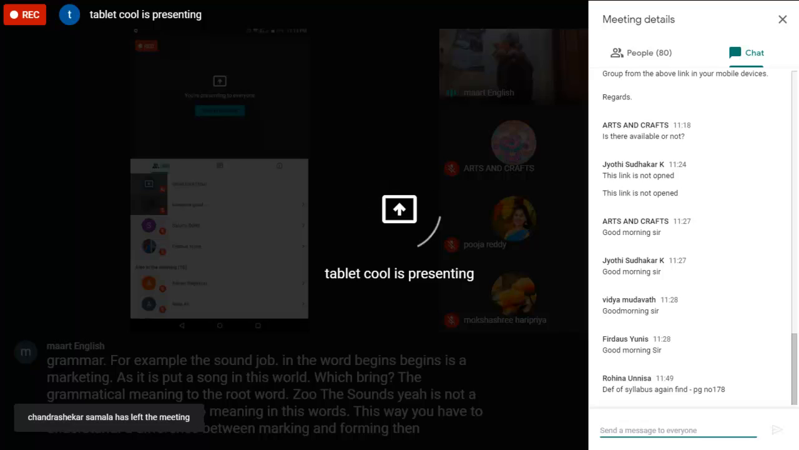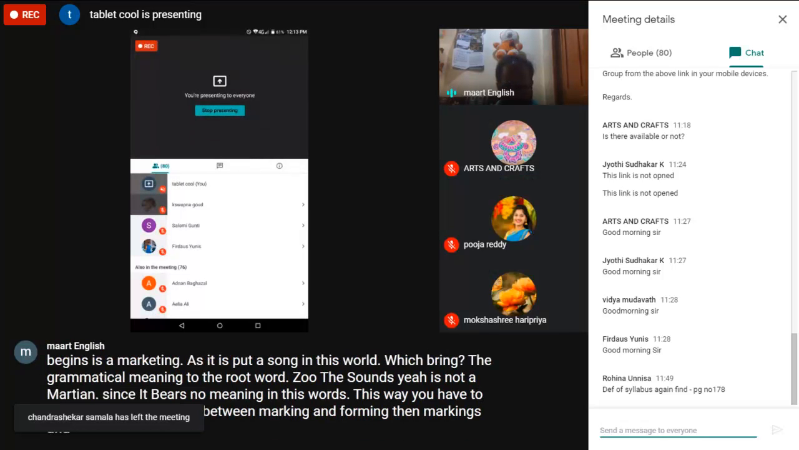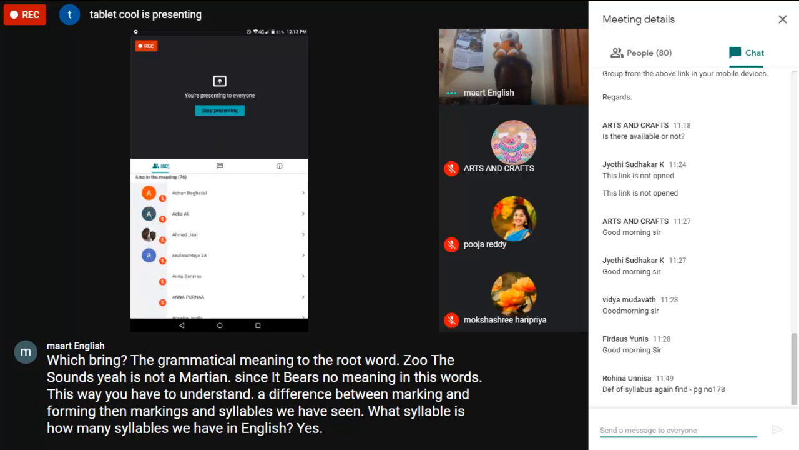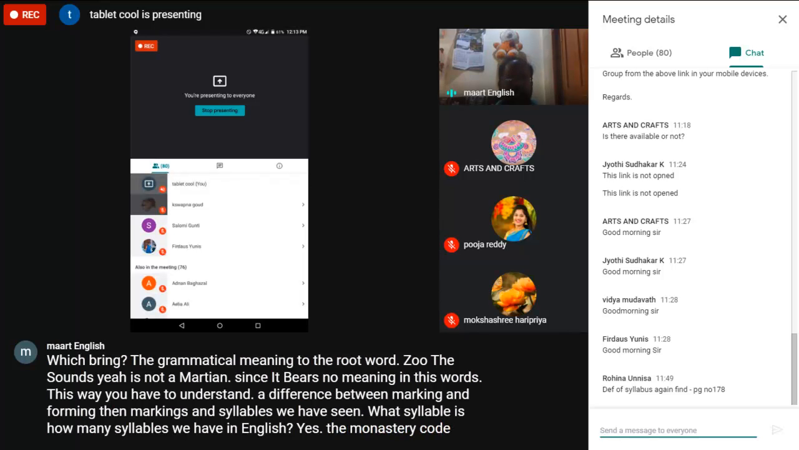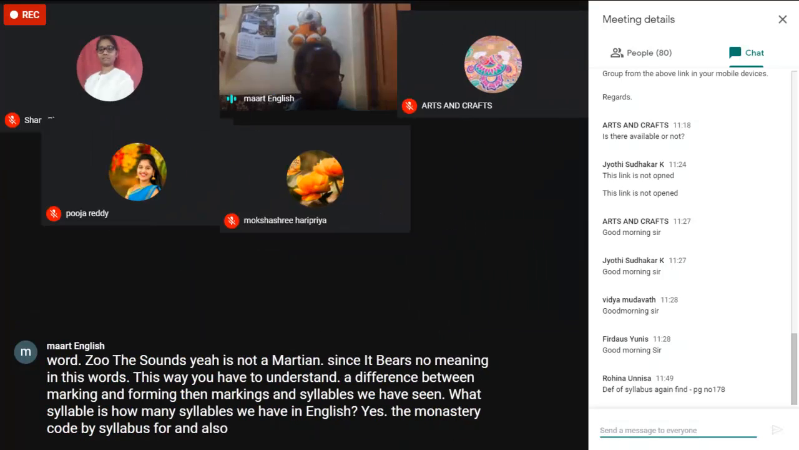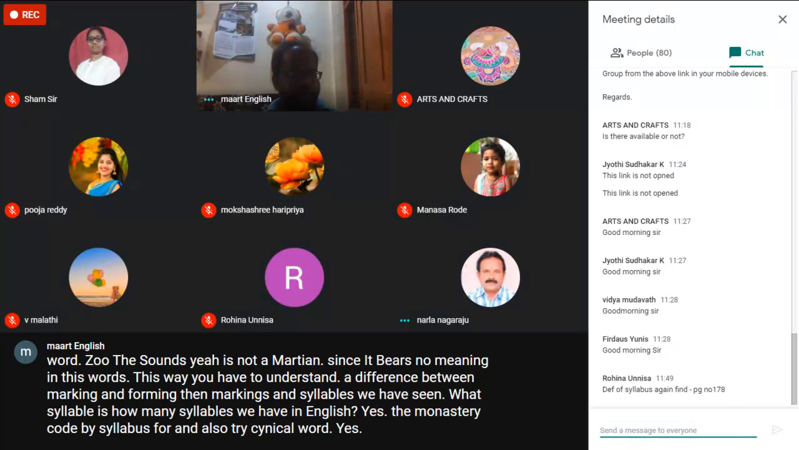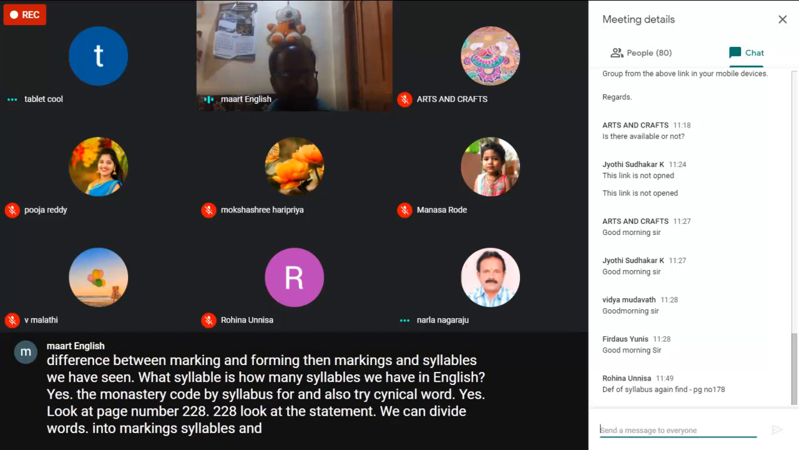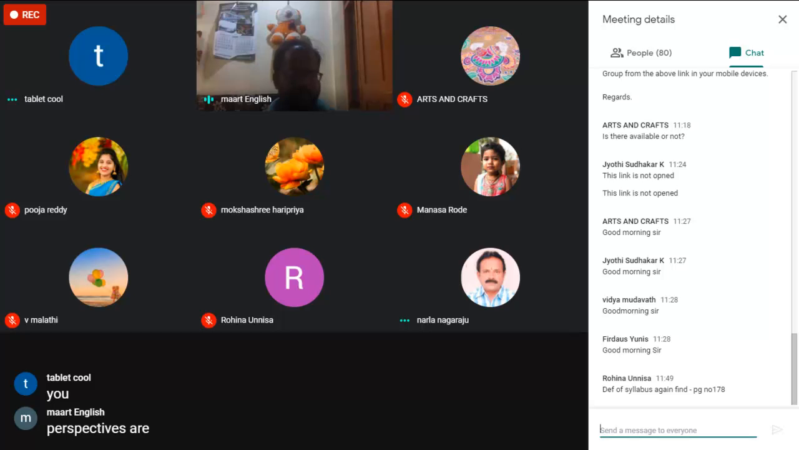Then, morphemes and syllables. We have seen what a syllable is, and how many syllables we have in English: monosyllabic words, disyllabic words, and also trisyllabic words. Look at page number 228. Look at the statement. We can divide words into morphemes, syllables, and phonemes from different perspectives or at different levels.